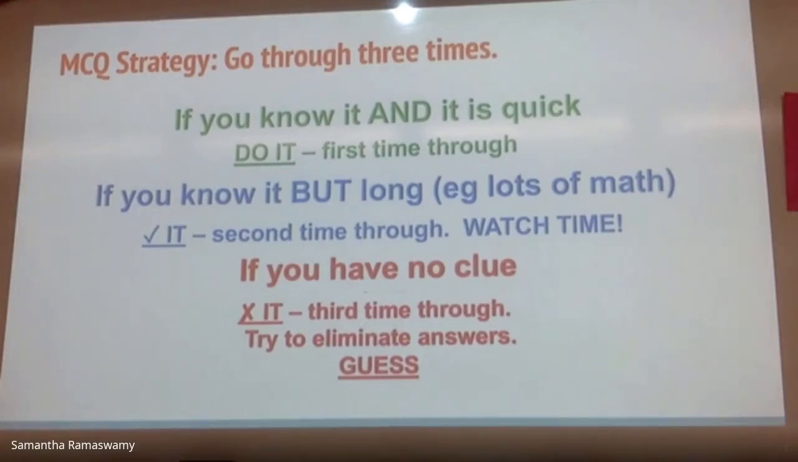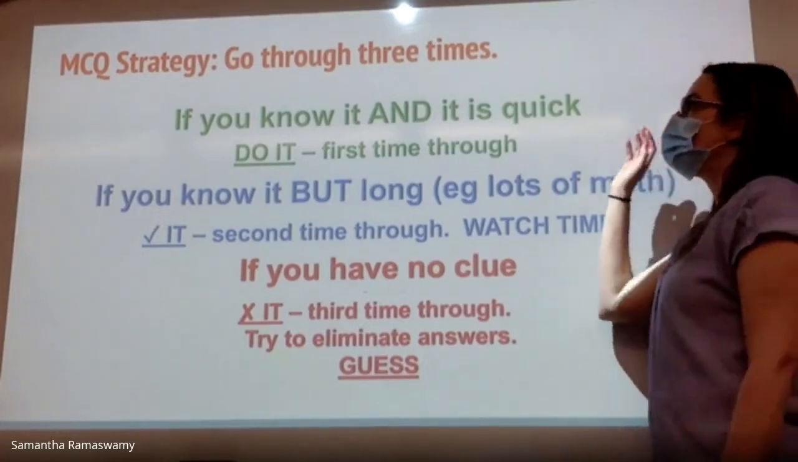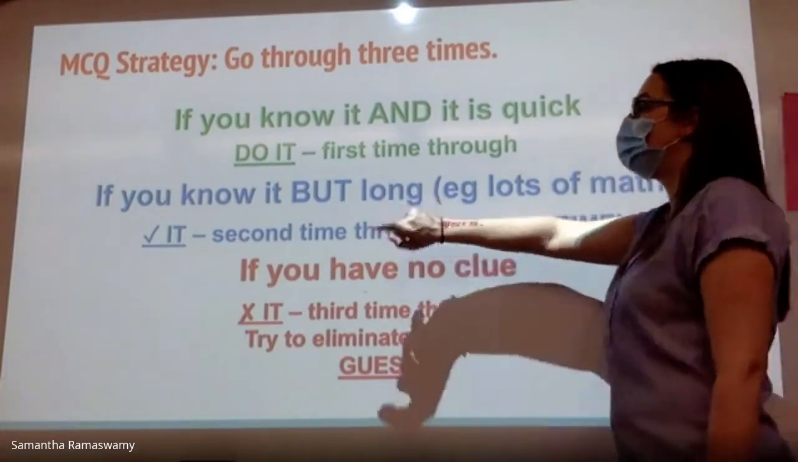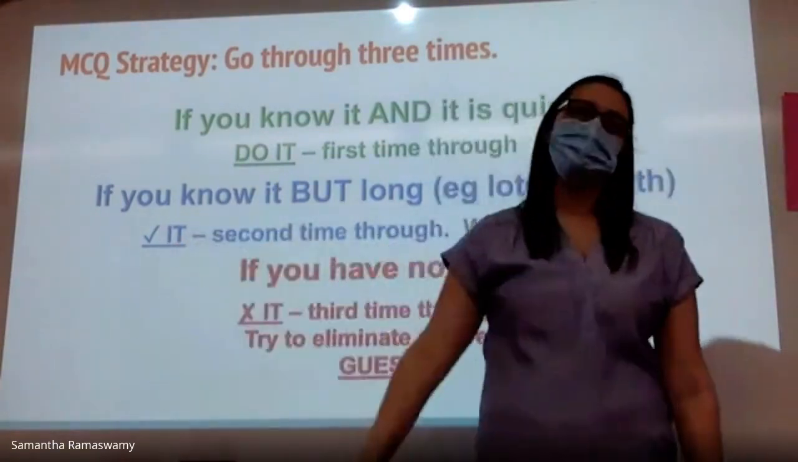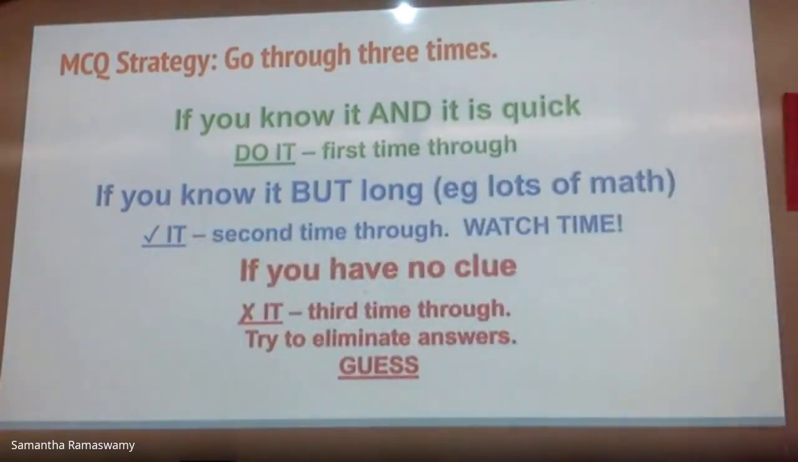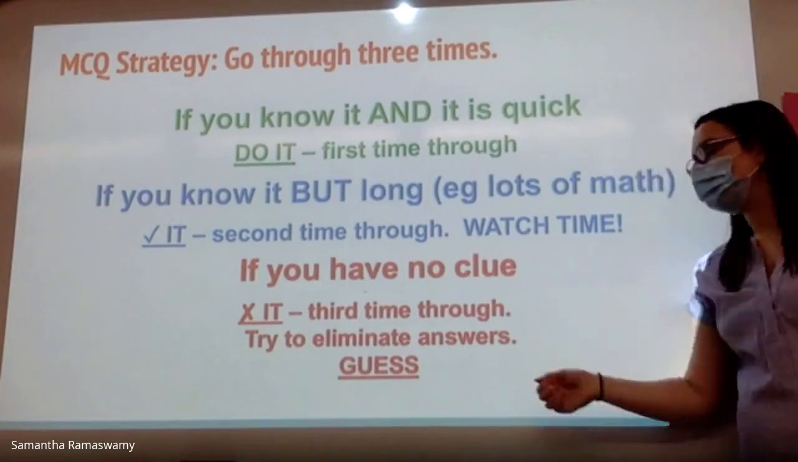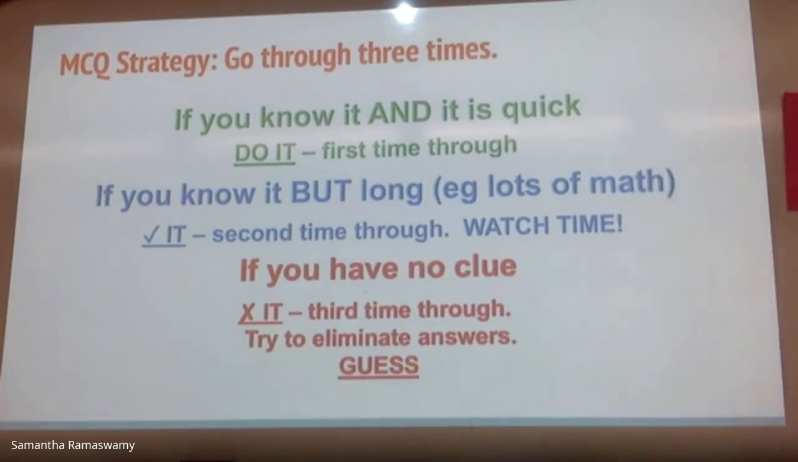So when you go through 3 times, the first time you go through, you do all the questions you know how to do and the ones that don't take you much time. Then you go back through the 2nd time and you do all of the ones that you put a check mark next to. Ones that take a little bit more time, just keep an eye on how much time you have. And then the 3rd time through, do the ones that you have no idea how to do. Try to eliminate answers if you can. And if you still aren't sure, take a guess.